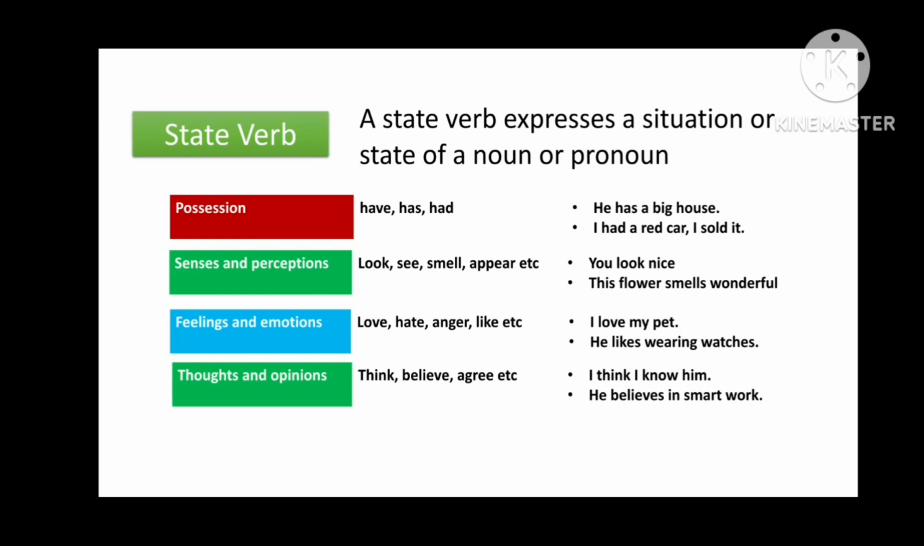State verbs are used to express thoughts and opinions. Think, believe, agree, disagree, etc. are all words to express thoughts and opinions. I think I know him. He believes in smart work. Here, think and believe don't express any physical activity but thoughts and opinions. Hence, they are verbs. State verbs are also used to express profession and position. For example, he is a doctor. He lives in Singapore.